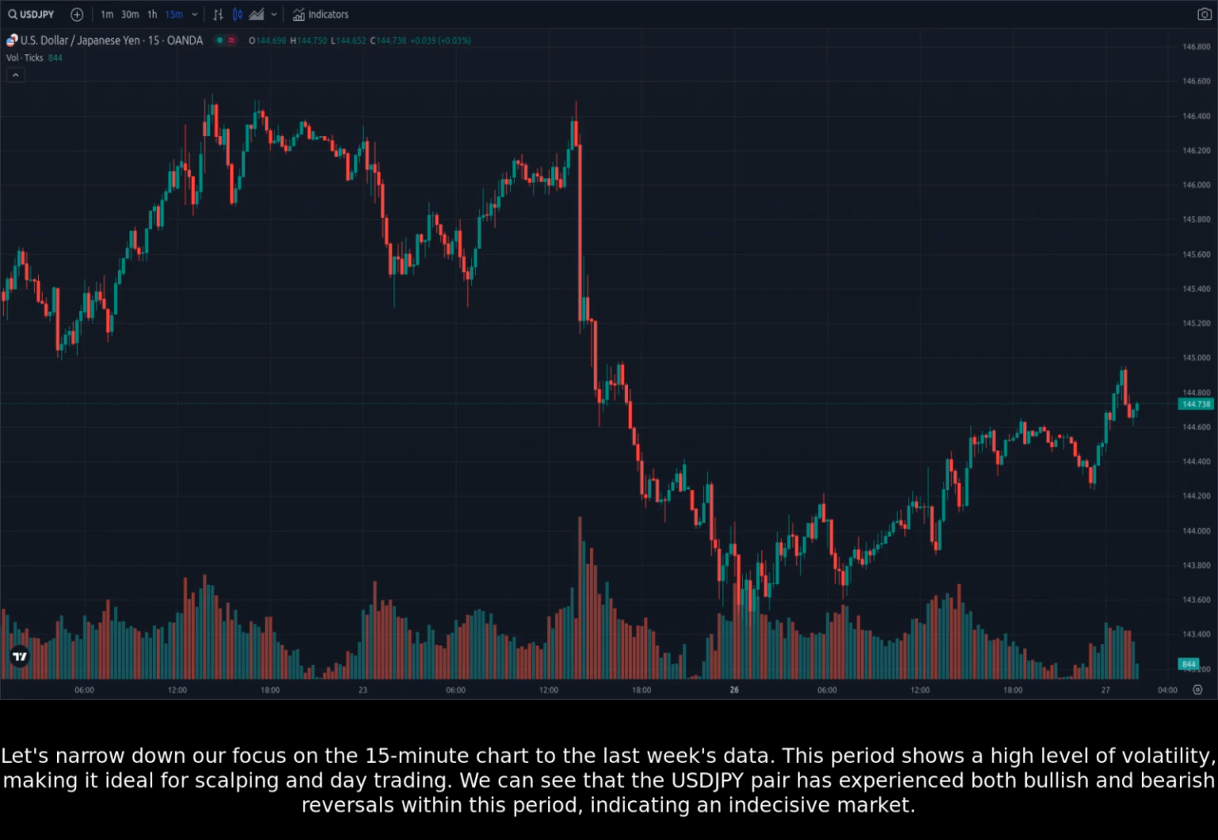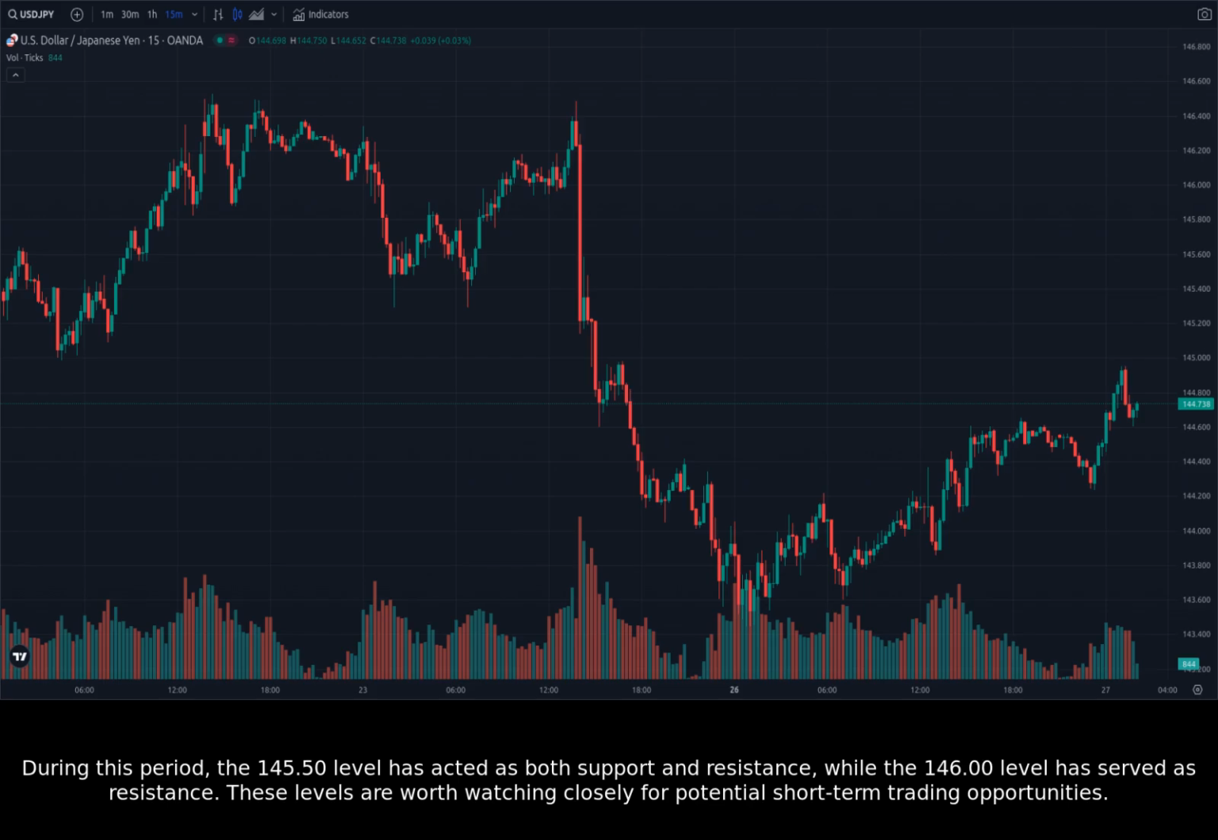We can see that the USDJPY pair has experienced both bullish and bearish reversals within this period, indicating an indecisive market. During this period, the 145.50 level has acted as both support and resistance, while the 146.00 level has served as resistance. These levels are worth watching closely for potential short-term trading opportunities.